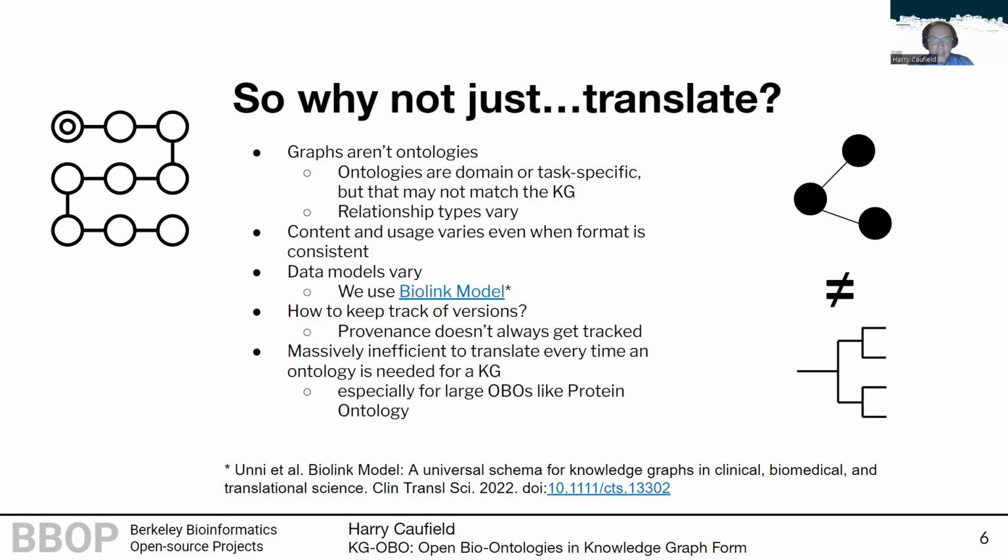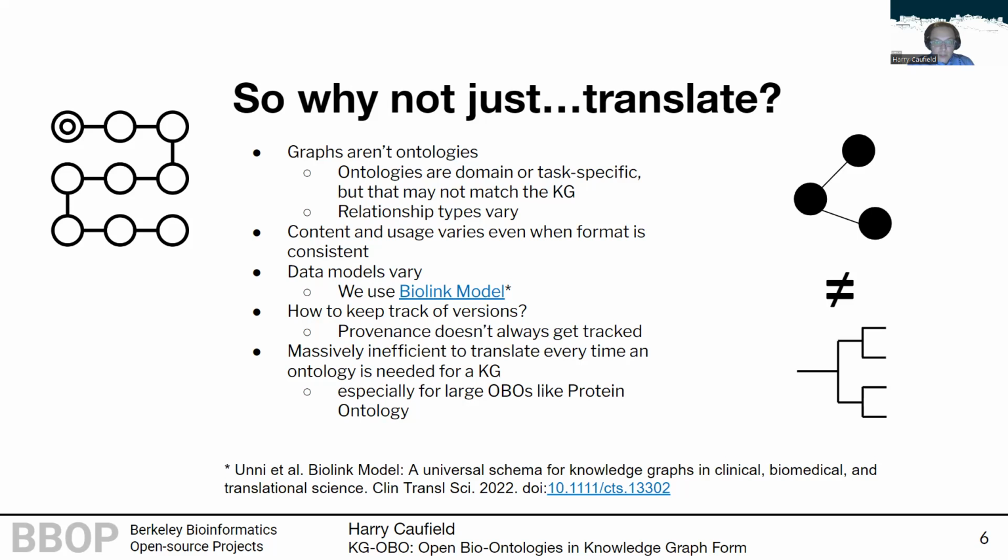Ontologies are often domain or task specific, and then may not actually match the even broader scope of a particular knowledge graph. Also, relationship types vary. The relationships that we have defined within a particular ontology, or even a set of ontologies, may not be congruent with those that we see within our favorite knowledge graph, or even multiple graphs. Content and usage varies across these OBO ontologies, even when their format is consistent, as well as the actual underlying data model may not align well with multiple ontologies and multiple knowledge graphs.